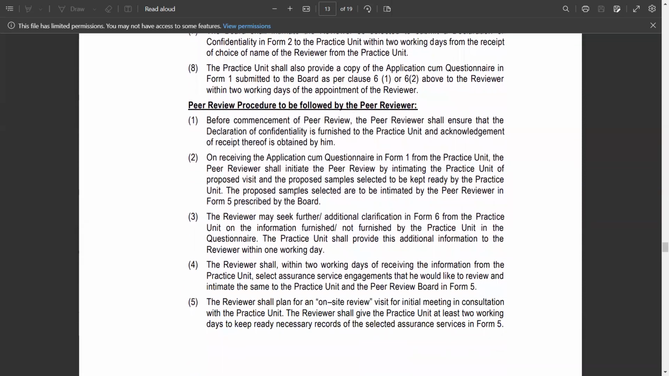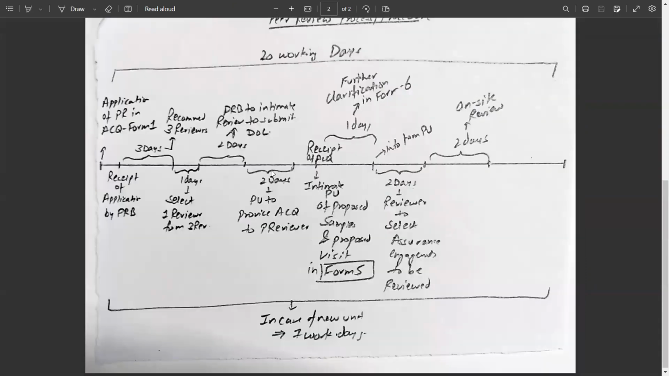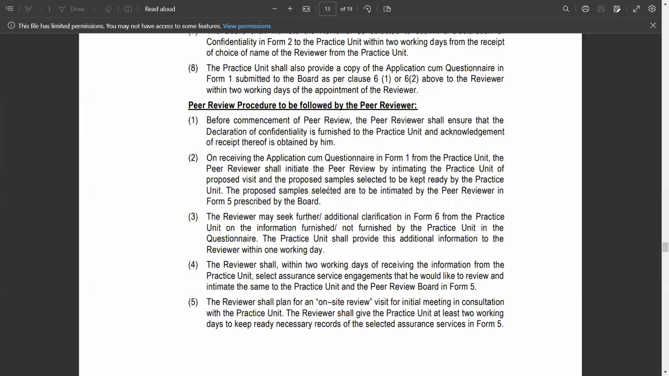Peer review procedure to be followed by the peer reviewer. Before commencement, the peer reviewer shall ensure that the declaration of confidentiality is furnished to the practicing unit and an acknowledgement of receipt thereof is obtained by him. So basically, a confidentiality document is to be submitted by the peer reviewer, and it is the duty of the peer reviewer to make sure that it has been furnished to the practicing unit, and the practicing unit has provided him the receipt of such confidentiality document.